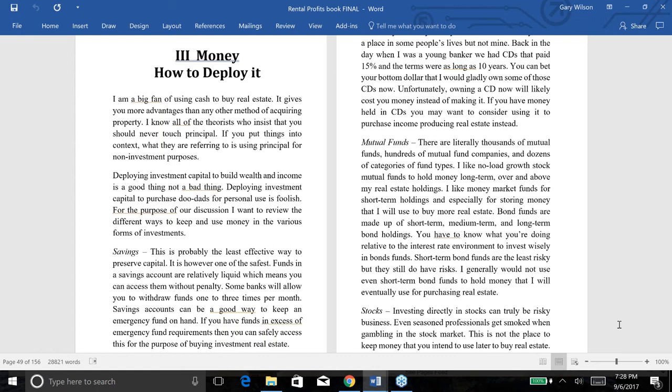Bonds, there's another one, bonds. Now remember, you have to understand the nature of bonds. The way bonds work is this. When interest rates are on the rise, let's say you own a bond that's paying 3%, and interest rates rise to 4%. Well, all of a sudden your bond is not worth as much, because now investors can get a bond that's paying 4% as opposed to 3%.